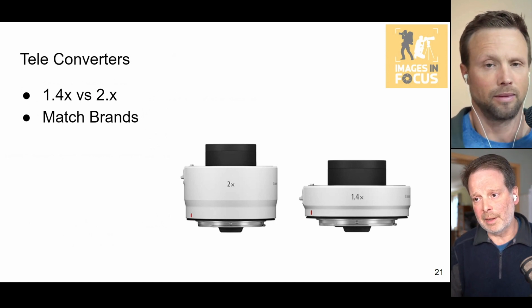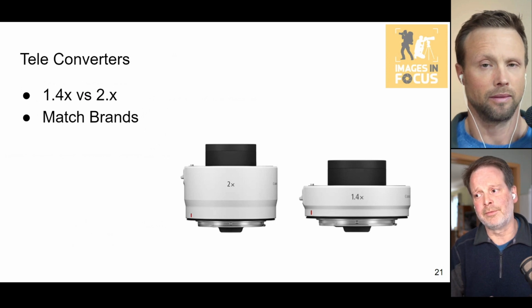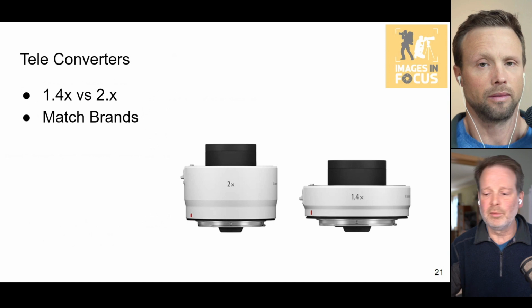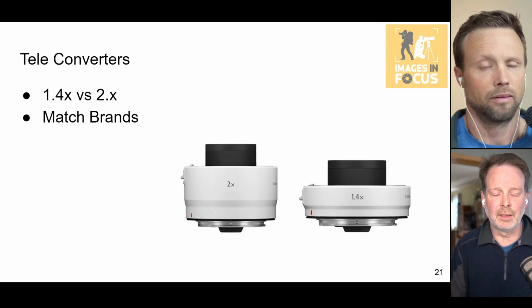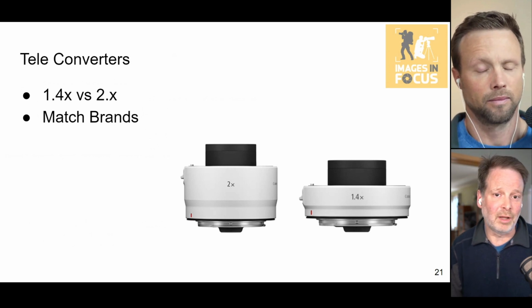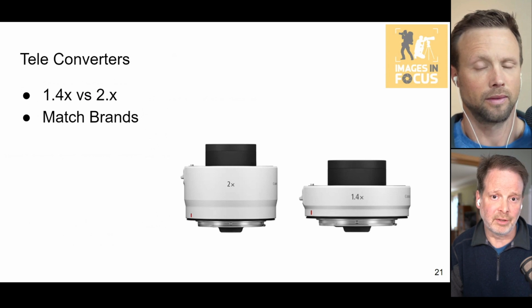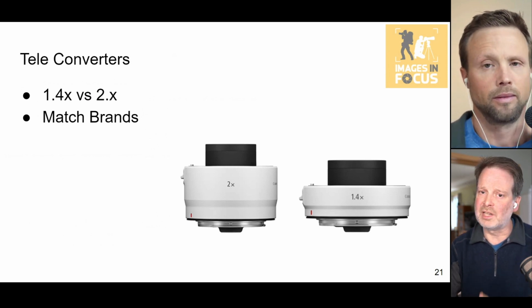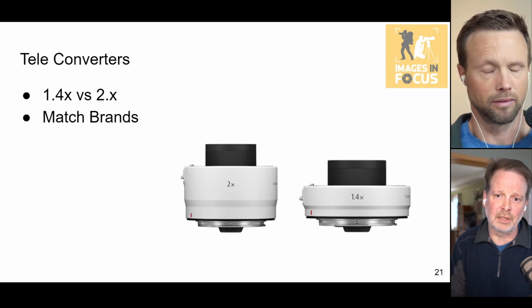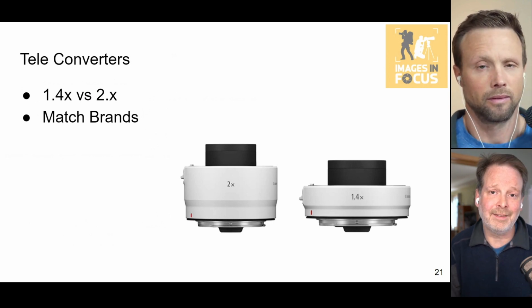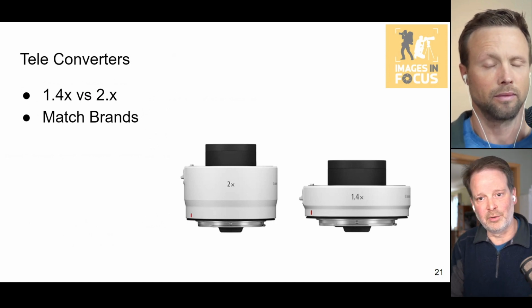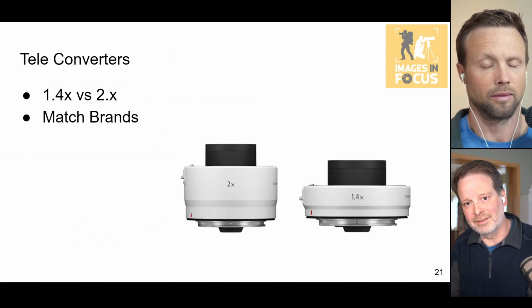The other thing to think about is matching brands of teleconverters to your lens. I've seen people use a Canon lens with a Sigma teleconverter, and the image quality just dropped precipitously. So try to match those. If you have a Sigma lens, use a Sigma teleconverter. If you have a Canon lens, use a Canon teleconverter. And in some cases, you may need to match versions of those teleconverters with the versions of the lens.